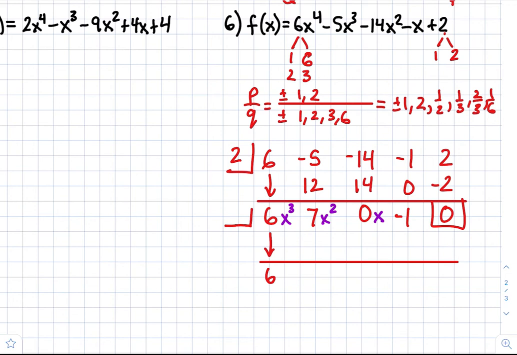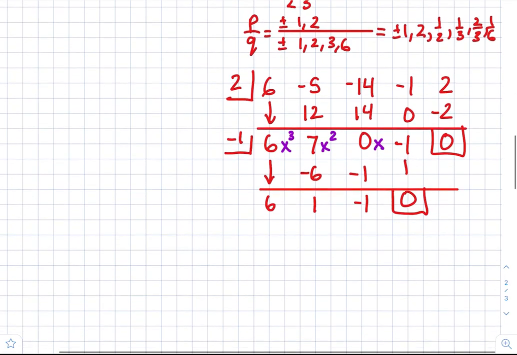Okay, so we already tried 1, didn't work. We tried 2, that worked, so we can still try 2 again, or we can go for the other numbers. I'm gonna try -1 out now, right? Just to try it out. -1 times 6, -6, -6 plus 7 is 1. 1 times -1 is -1, -1 plus 0 is -1, -1 times -1 is 1. Ooh, lucky. I got the 0.